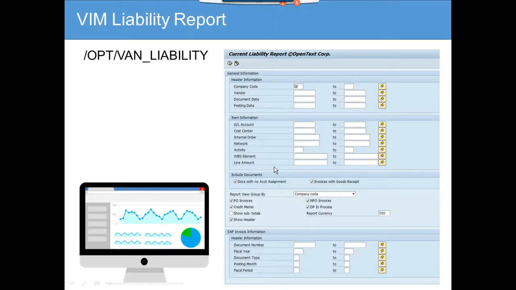Now we are going to talk about the VIM liability report. So this slide covers what the use of the liability report is. It basically tells us the accruals, how much we are liable to pay some vendors, and what the liability is based on the different company costs, different cost centers and all those things, so that you know you can plan ahead. These are the things that you have to pay, though the payment terms suggest that it's in the future.